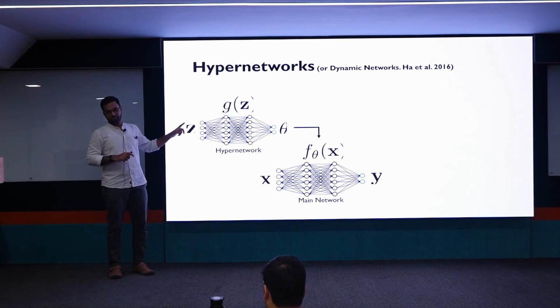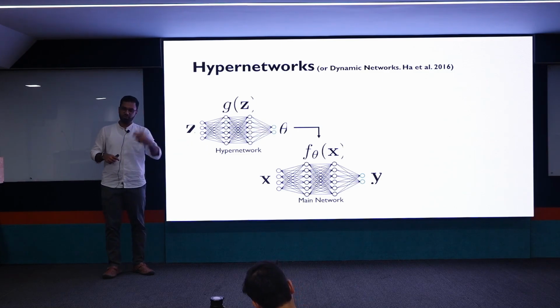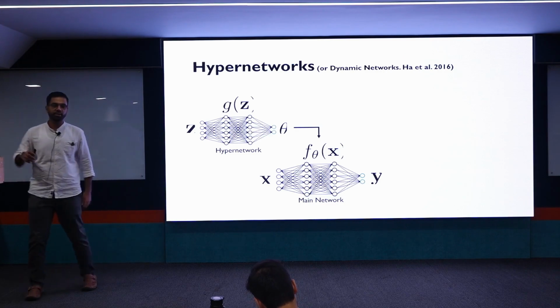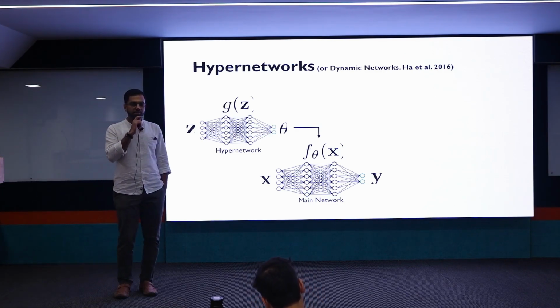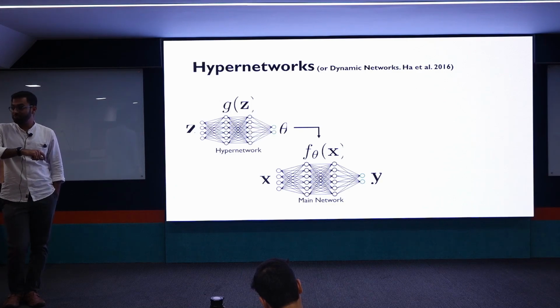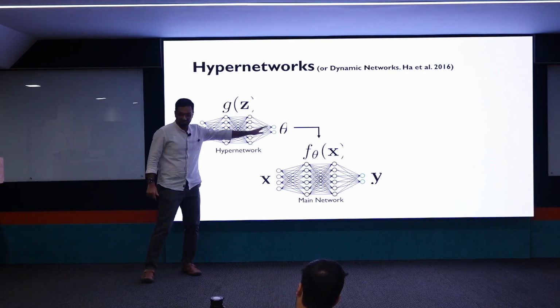Or it could be an image. Let's say you have a single view image, and you want to predict a NeRF that looks like what you would see. Okay, does it make sense? Any questions about hypernetworks? So basically, theta is the number of parameters. So it's actually a pretty large output space. If you have a million weights here, you'd have a million outputs here.